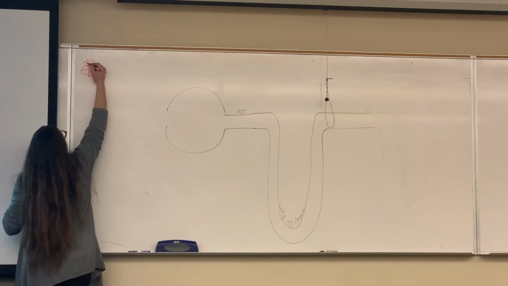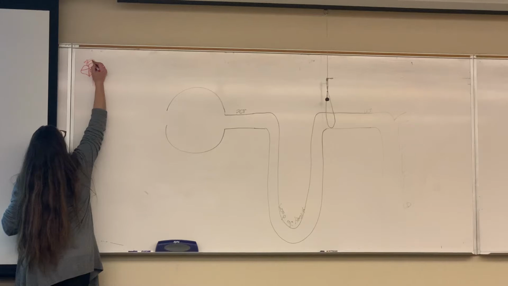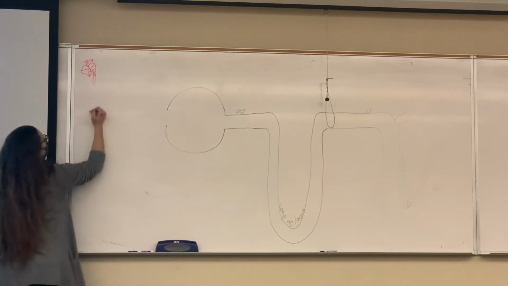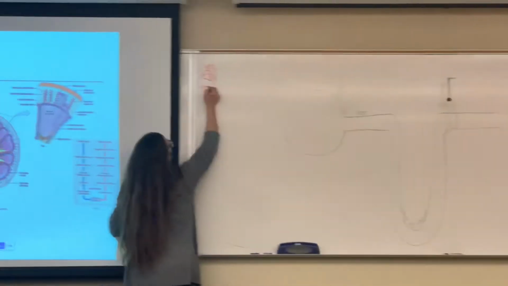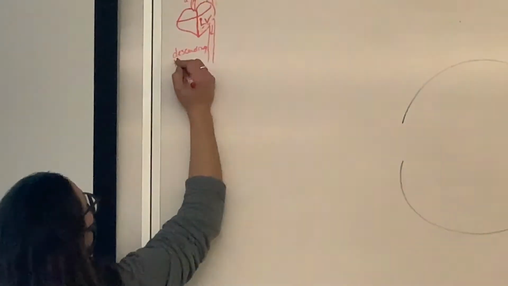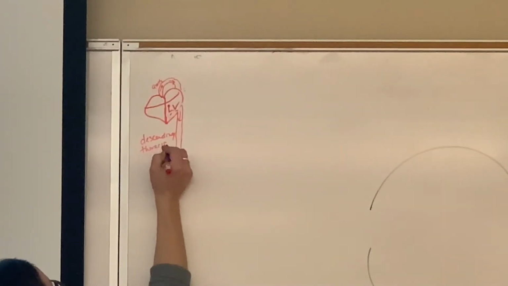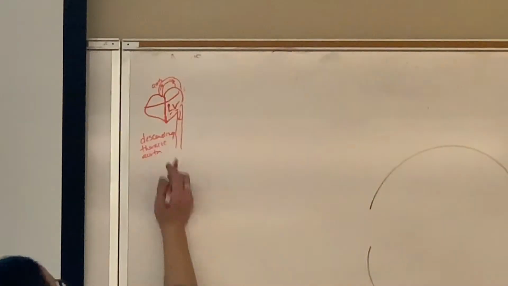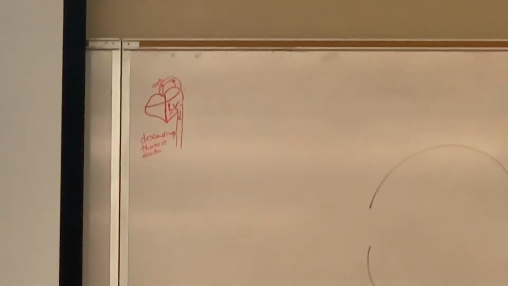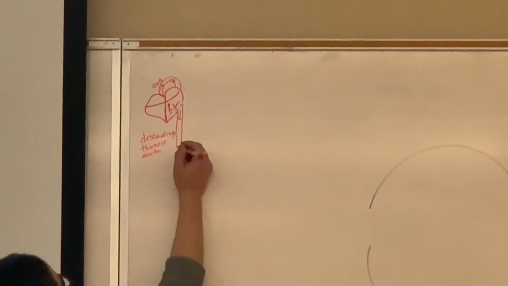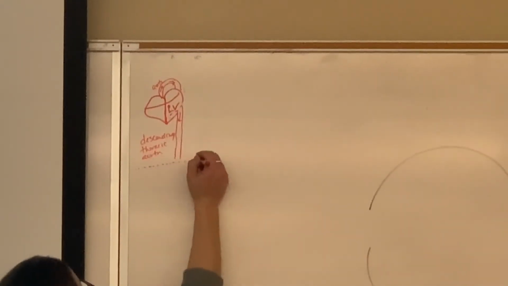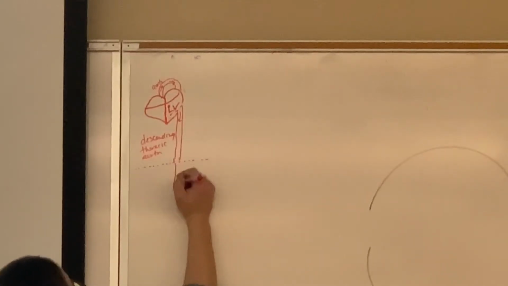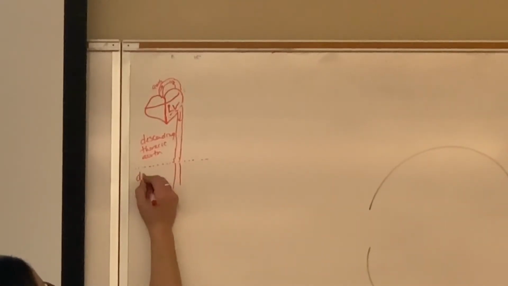Descending aorta has different parts to it. First part of the descending aorta is the descending thoracic aorta. That's just the part that runs through your thoracic region. And then once it crosses your respiratory diaphragm, then it becomes your descending abdominal aorta.